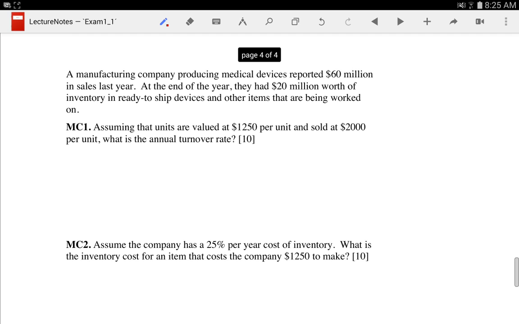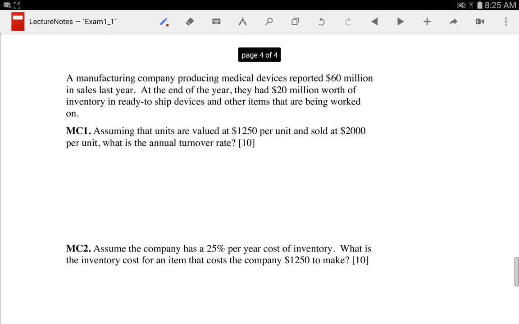Alright, in this question, the question gives us revenue, and it gives us inventory, and it asks us what is the turnover rate, what is the inventory turn. Remember, we can't use revenue, we have to convert that in terms of COGS. So how do you convert that into COGS? Well, we are given the ratio of the COGS versus the sale price.